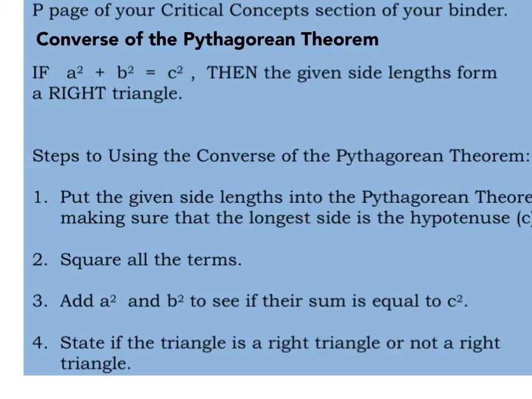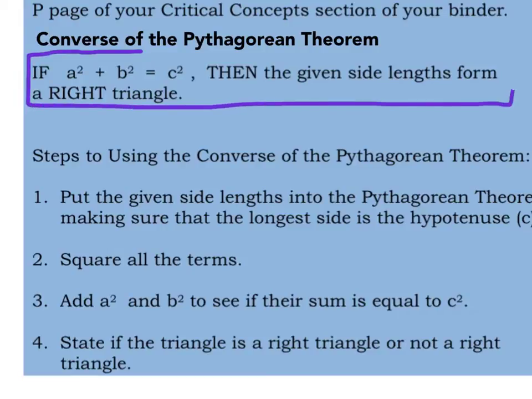Okay, please turn to the P page of your critical concepts section of your binder and give yourself the following title, Converse of the Pythagorean theorem. Now, the converse of the Pythagorean theorem is really an if-then statement about the Pythagorean theorem. So, I'm going to ask you to, underneath your title, write down the if-then statement that I'm highlighting right here in your notes.